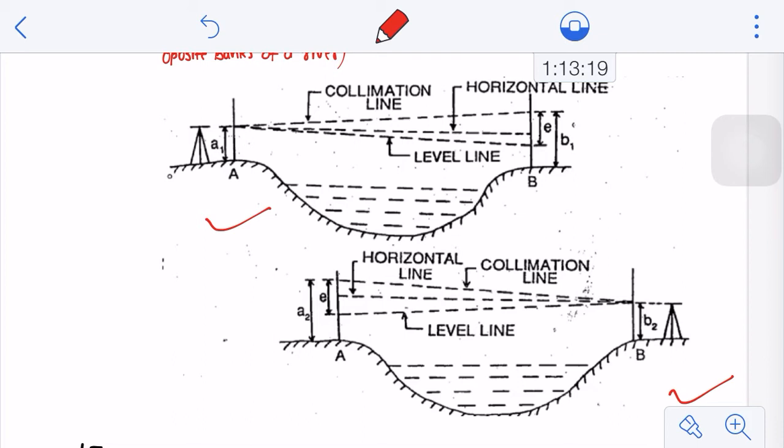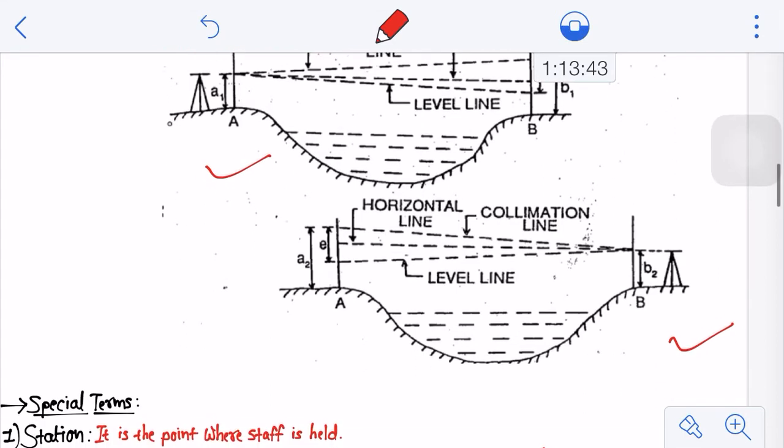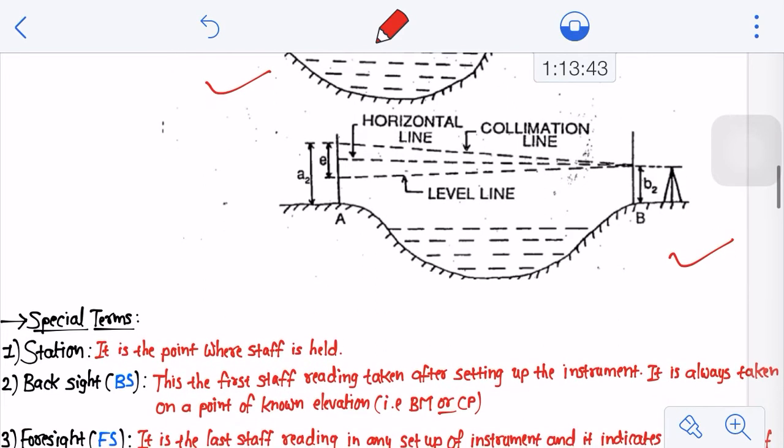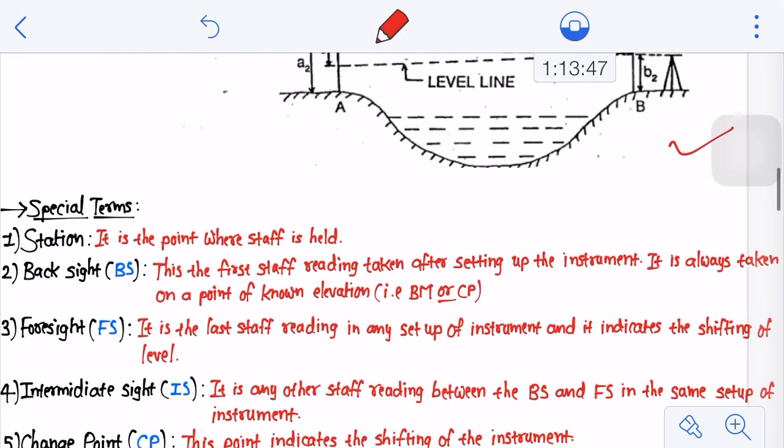That is your mean apparent difference of level between point A and point B, right? It is noted here that the error is going to be eliminated, and therefore the true difference will be equal to the mean apparent difference of the level between A and B, and that is your reciprocal leveling, right? So this is again another method of direct leveling. So these were different methods of direct leveling, right?